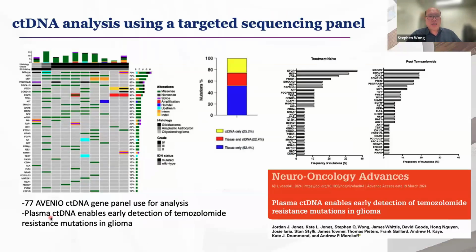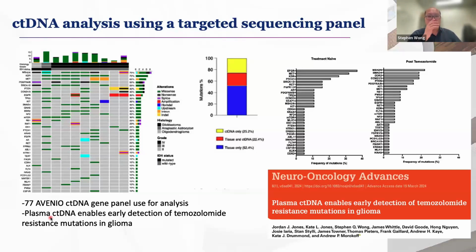This slide shows a recent study that we performed in collaboration with our collaborators at the Royal Melbourne Hospital, led by Associate Professor Andrew Morokoff. Here, we utilized a commercial off-the-shelf next-generation sequencing ctDNA panel, which covered 77 pan-cancer genes, and we were able to analyze a number of patients throughout temozolomide therapy. Interestingly, we were able to detect some key driver mutations through this approach, including IDH1.